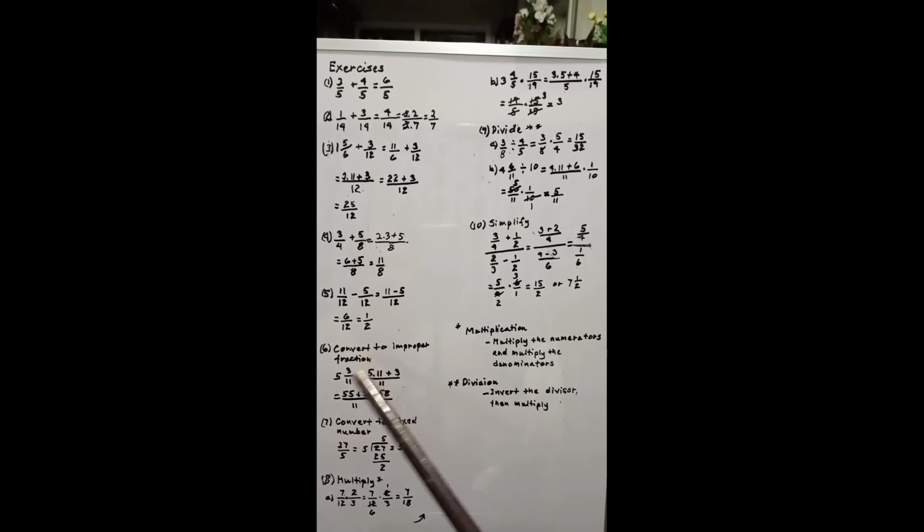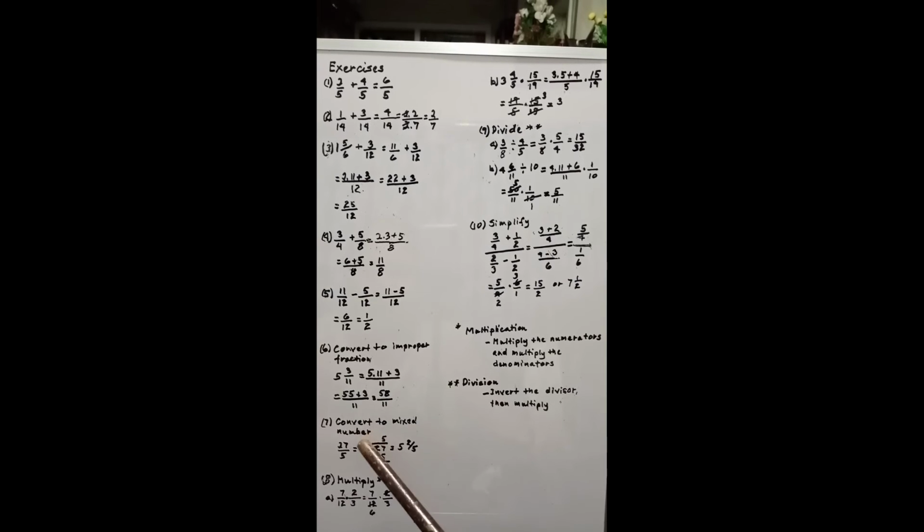Now let's go to number 6. Convert to improper fraction. So actually we have already done this earlier. So we have 5 and 3 over 11. Multiply 11 by 5, plus 3. So you have there 5 times 11 plus 3 over 11. And 5 times 11 is 55, plus 3 over 11 is equal to 58 over 11. Now, this cannot be reduced to its lowest term, so this is now the final answer.